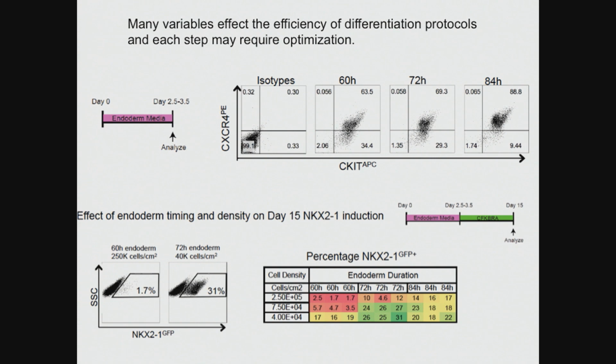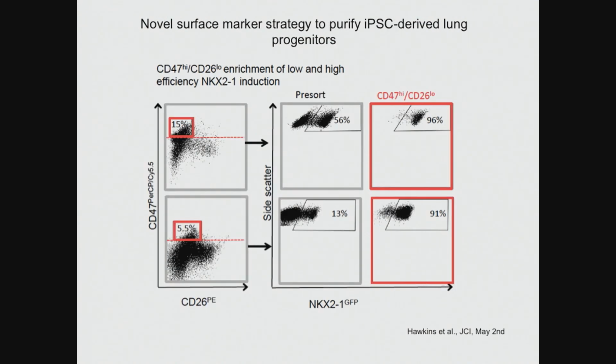This is a problem. So this helps because, as I showed you, we can sort out our GFP positive cells, but the gene editing takes about 6 months to a year, so I'm sure not all of you want to invest that amount of time in doing this. But we did find a surface marker strategy that can help really enrich your lung progenitors at this early time point. So hopefully this will be useful to you. It's coming out next week, actually, funnily enough.